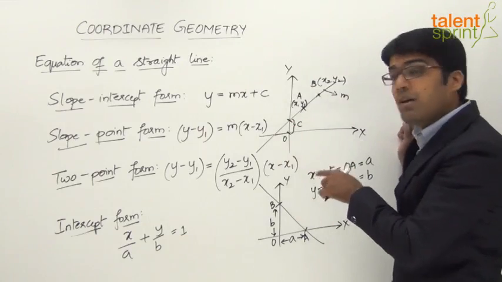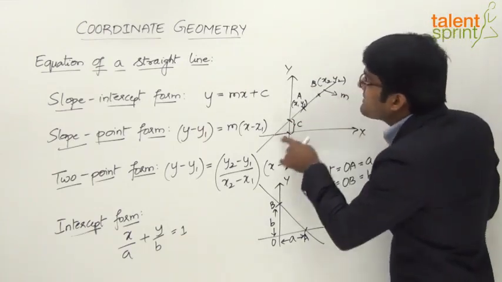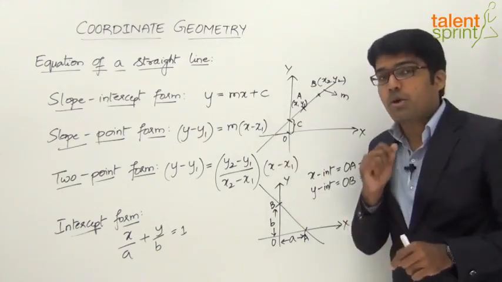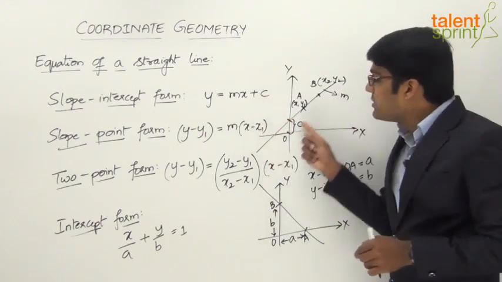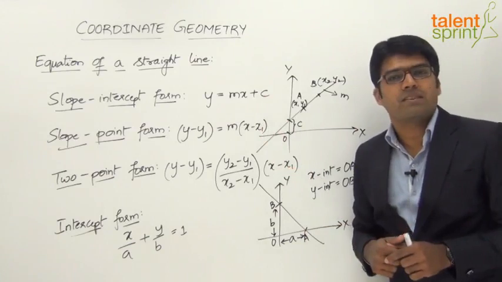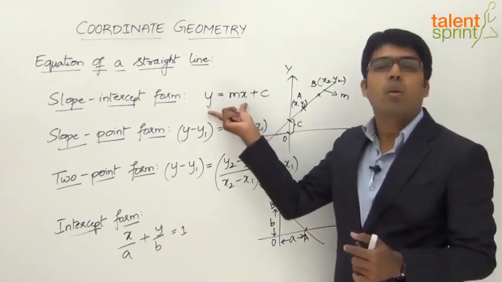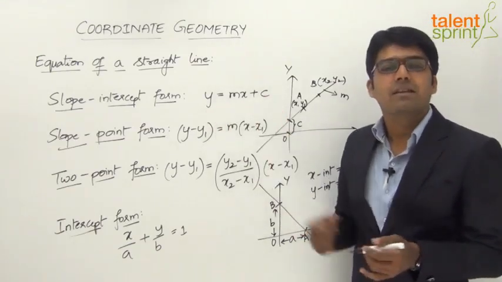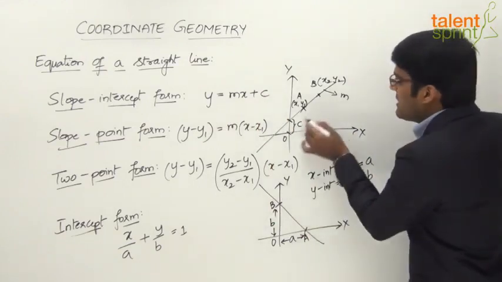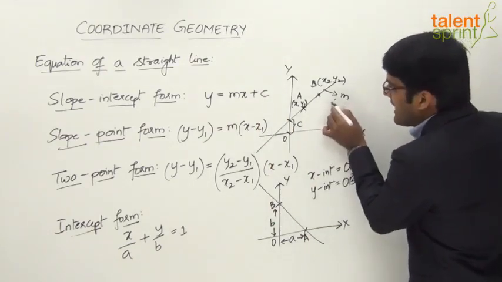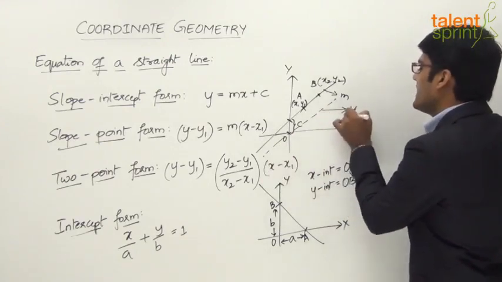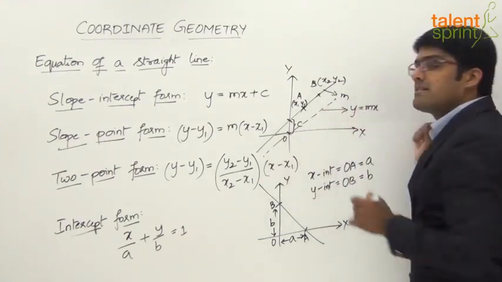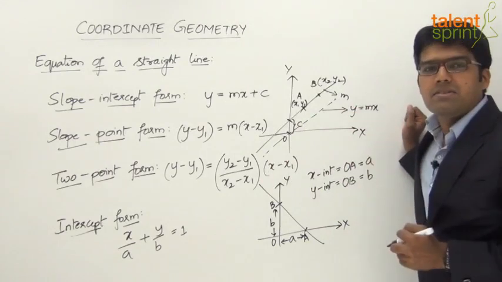When is that possible? Only when the line passes through the origin. So the point to be noted is, if the y-intercept is 0, then we can conclude that the line passes through the origin. And the equation of that line would become y equals mx, since c equals 0. Alright, so if c becomes 0, then the line passes through the origin. So this line can be taken as y equals mx, since the y-intercept is 0.